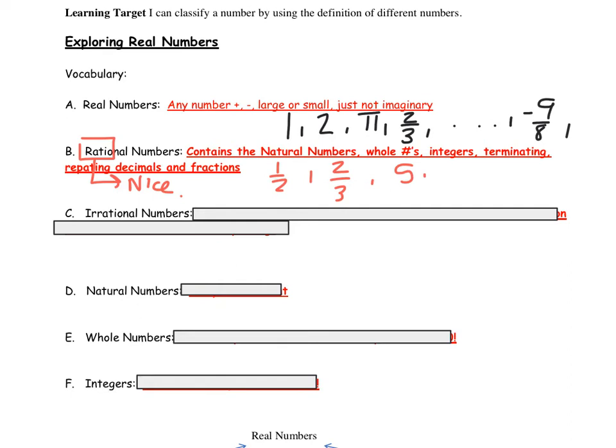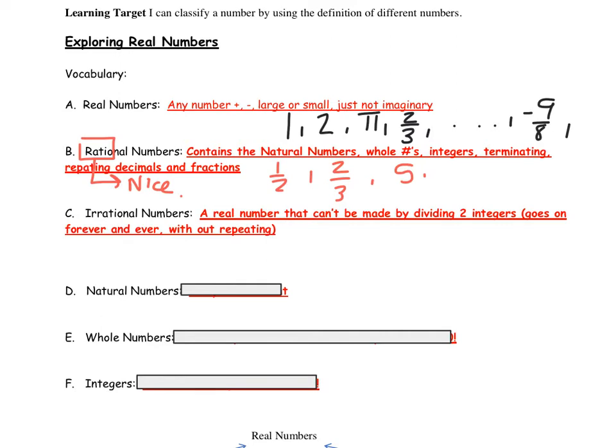Now what we're going to do is we're going to look at the irrational numbers. The irrational numbers are not as special to me because guess what? They're a little annoying. Guess what? They're irrational. It's a real number that can't be made by dividing 2 integers. These numbers go on forever and ever and ever without repeating. So our real world example of an irrational number is going to be the square root of 2. Because I can type that into my calculator and never get a repeating decimal, or pi. So what I'm saying is that pi is not only real, it is also irrational.